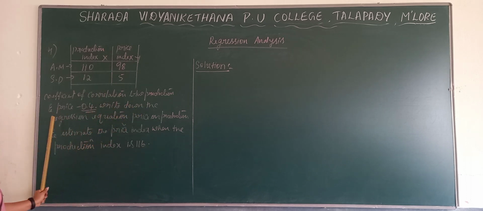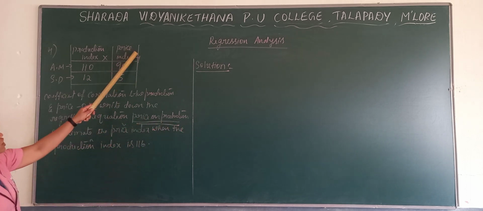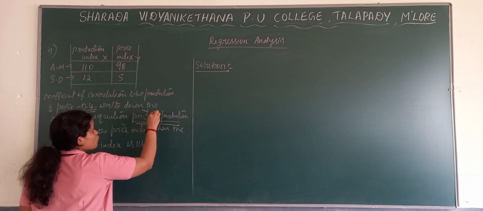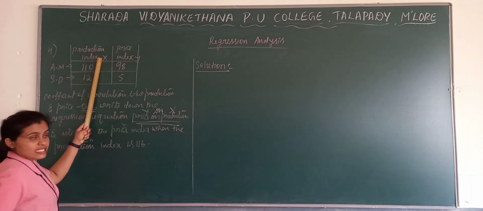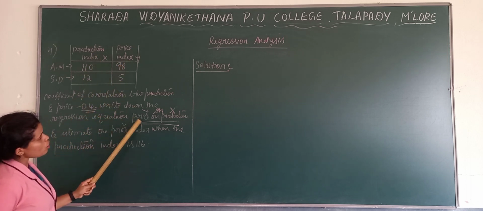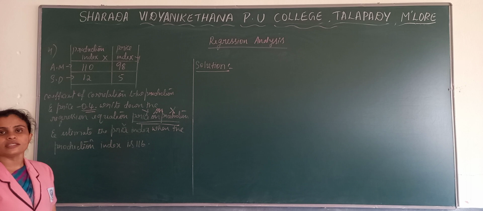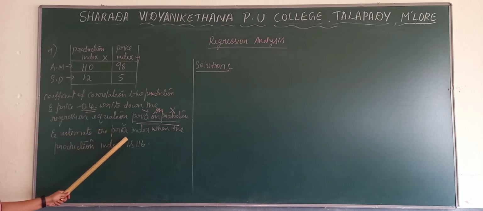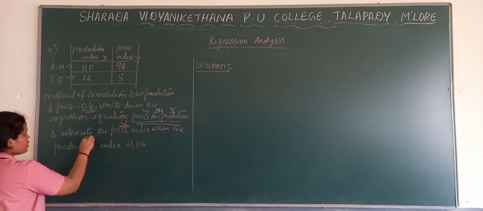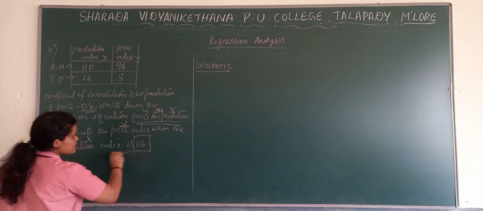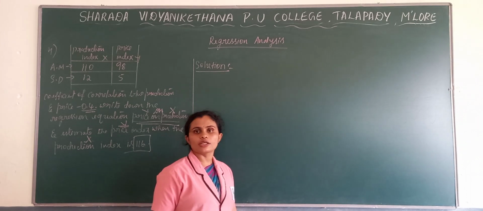Here write down the price index is y. So obtain the equation price on x. Production means y on x. And estimate the price, estimate the value of y when the production index, when x is 160. This we need to substitute at the end of the equation.